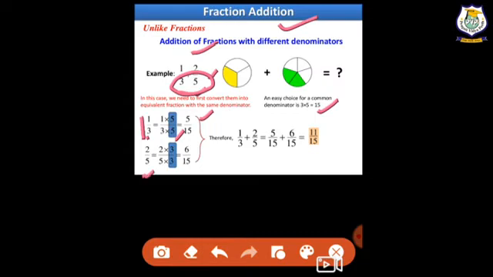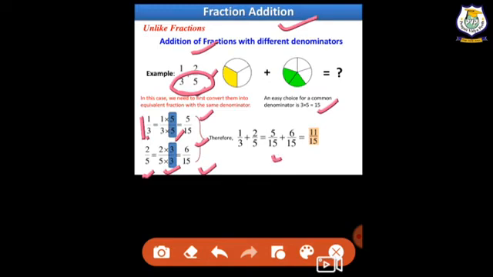Whenever we are multiplying any number, we will multiply in both numerator and denominator. So here it is 15 and here it is 6. So what are you getting? 5 upon 15 and 6 upon 15. So we will write, here it is written, 5 upon 15 and 6 upon 15.